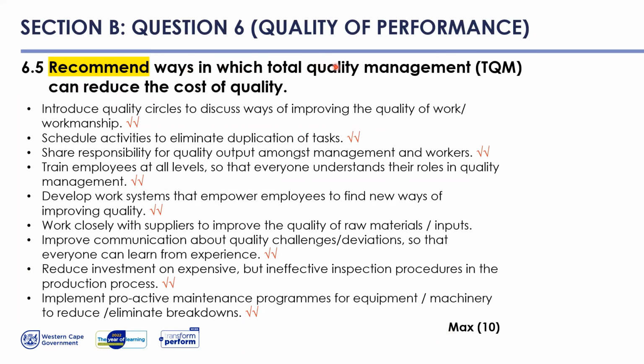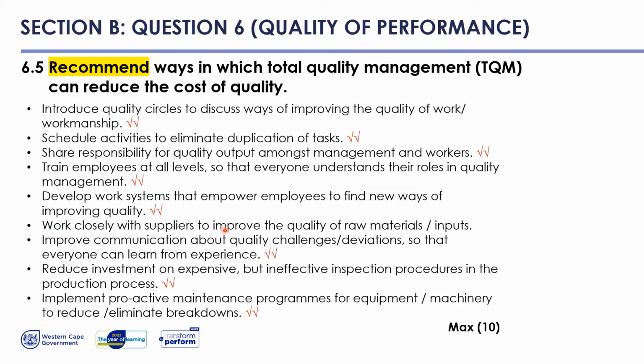So how does TQM reduce the cost of quality? Introducing quality circles to discuss ways of improving the quality of work or workmanship. We can schedule activities to eliminate duplication of tasks. Sharing responsibility for quality output amongst management and workers. Training employees at all levels so that everyone understands their roles in quality management. Developing work systems so that we empower our employees to find new ways of improving quality.